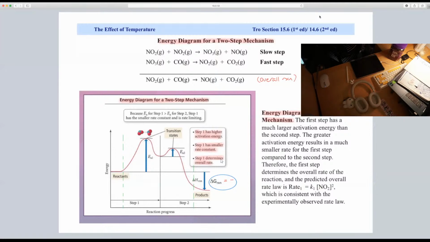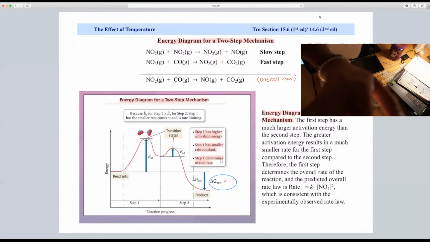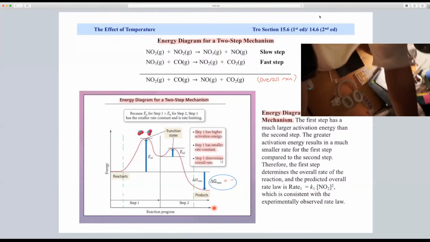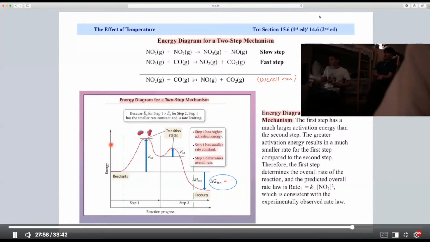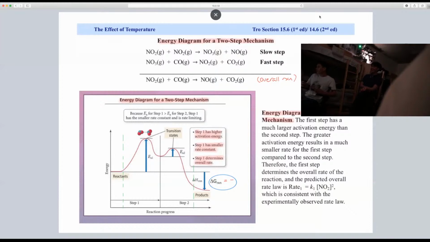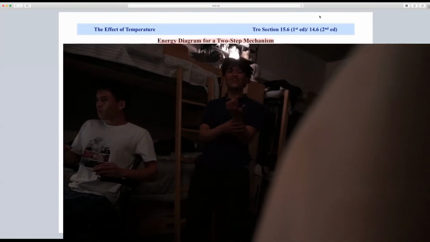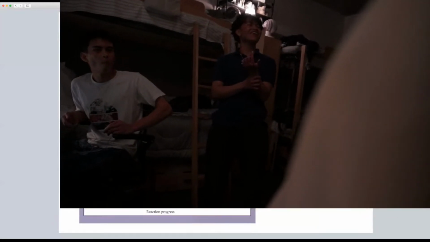Each step will have its own activation energy. So if you want to draw the diagram for a 2-step reaction, this is what it looks like. The x-axis is the reaction progress or time in seconds, and the y-axis gives you free energy. Now it turns out from thermodynamics, you know that this reaction is spontaneous, so what that means is free energy of products will be lower than free energy of reactants, and overall we look at delta G for this reaction.